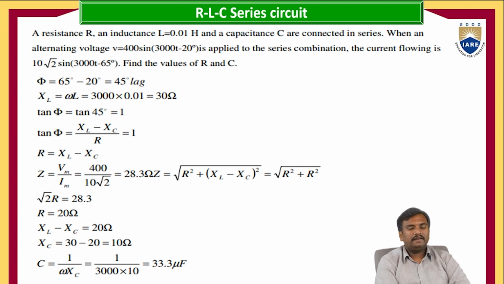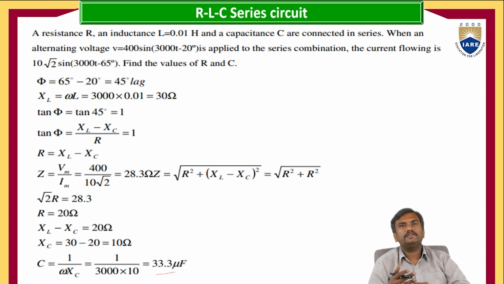And XL minus XC is equal to 20 ohms, where XC is equal to 30 minus 20, that is equal to 10 ohms, where C is equal to 1 by omega XC, that is equal to 1 by 3000 into 10, that is 33.3 microfarads.